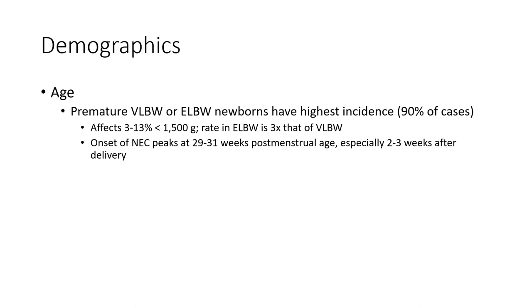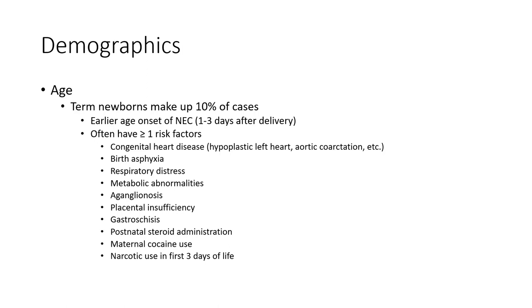Demographically, premature infants with very low birth weight or extremely low birth weight have the highest incidence, about 90% of cases, affecting 3 to 13% of those less than 1.5 kg. The rate in extremely low birth weight is 3 times that of very low birth weight. Onset of NEC peaks at 29 to 31 weeks postmenstrual age, especially 2 to 3 weeks after delivery. Term newborns make up 10% of cases.